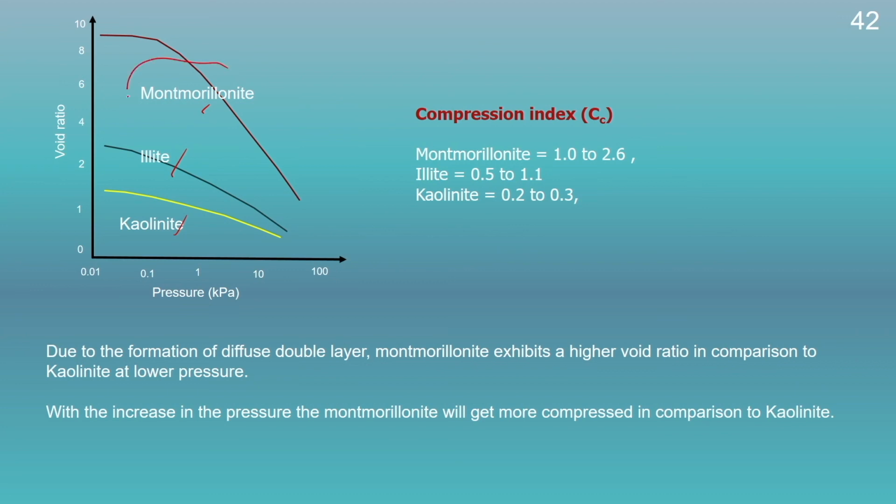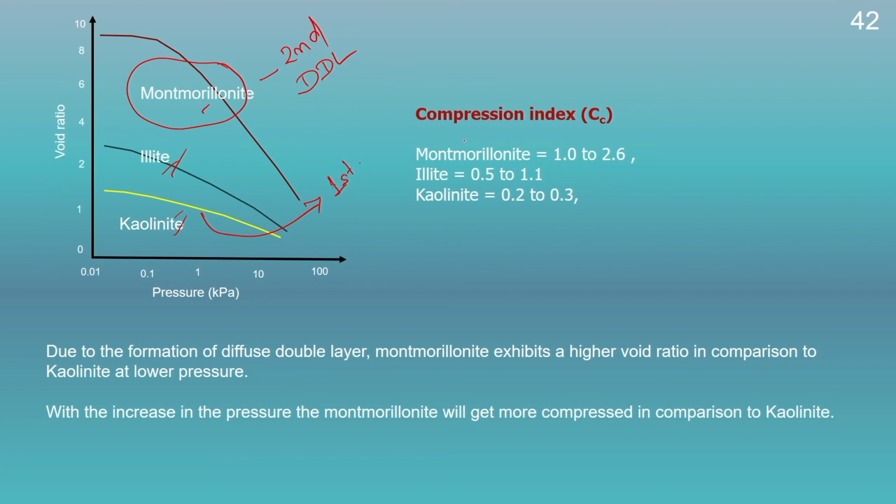The compressibility behavior of montmorillonite is governed by the second mechanism, that means it will be controlled by the diffuse double layer thickness, whereas kaolinite, which will not be able to form a diffuse double layer, its compressibility or volume change behavior will be controlled by the first mechanism, that is because of its shear resistance at the near contact points. And if we look into these three different minerals, we could see montmorillonite can be compressed to a higher extent in comparison to illite and kaolinite.